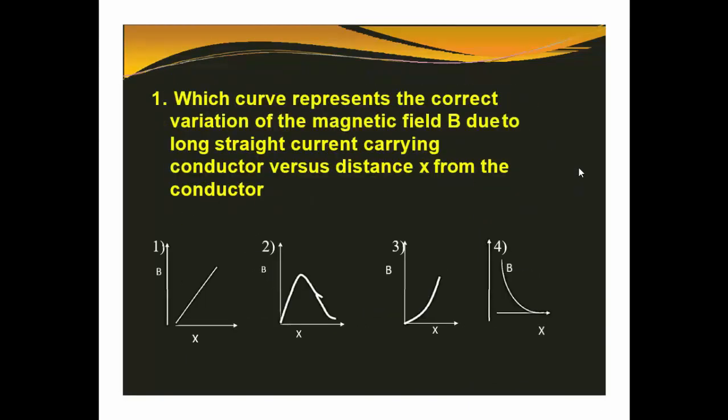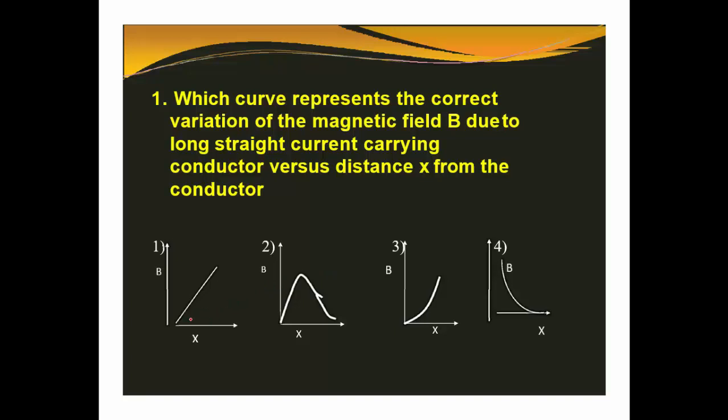So here is the first question. I will read the question first. Which curve represents the correct variation of magnetic field B due to a long straight current carrying conductor versus distance x from the conductor? That means, how is the variation of the magnetic field with the distance? The following curves are given.